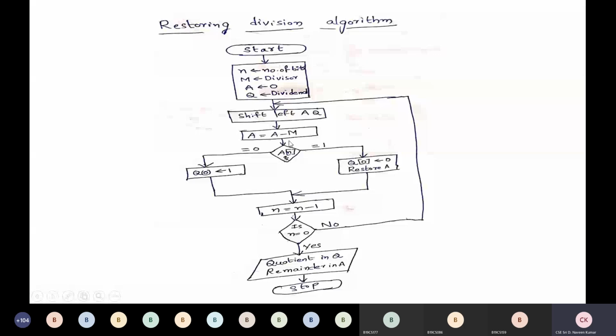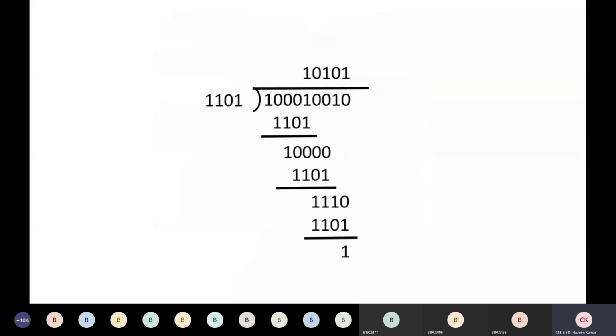So till now we had seen only decimal numbers. Now we will see the binary format. This is a binary division. The remainder we get is this. This is the quotient, this is the dividend, and this is the divisor. Let's see how the same process works in binary format.